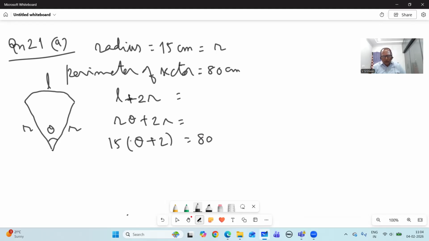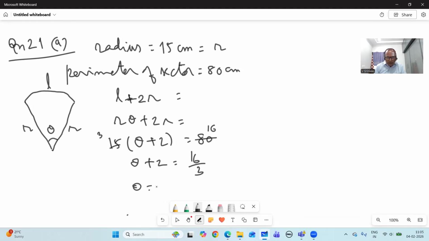I have taken r out, so r into theta plus 2, but r I have substituted 15. Now I'll bring 15 to this side. I can calculate theta. So theta plus 2 is 16 by 3. 5 cancels in 15, 3 times, and in 80, 16 times. Here 3 is multiplying, so on the other side it divides. On both sides I have cancelled 5, I have divided both sides by 5.